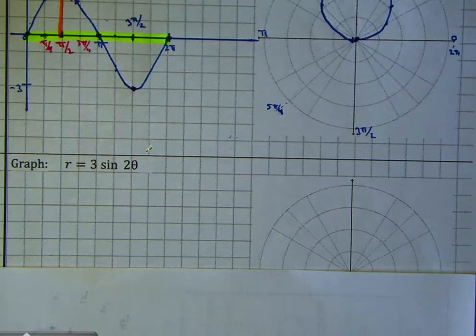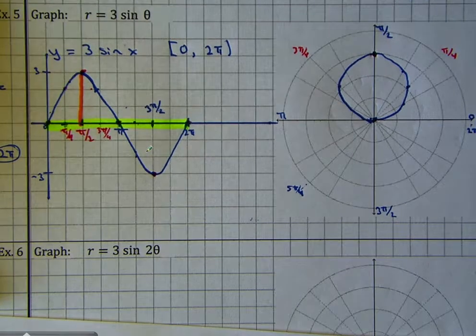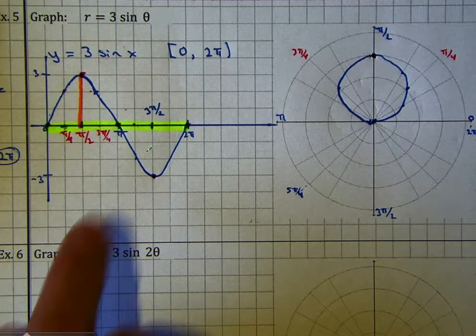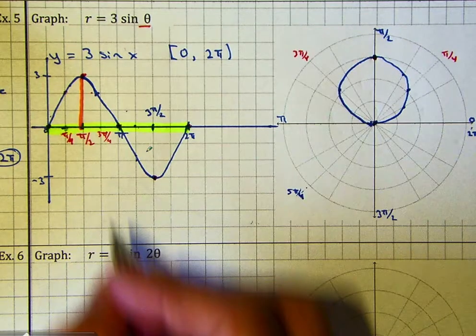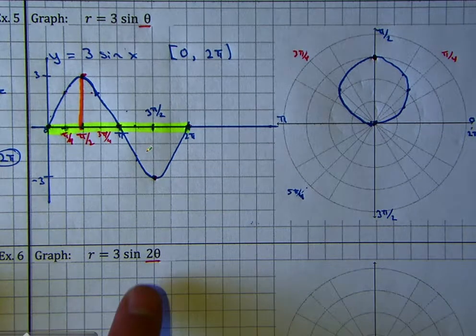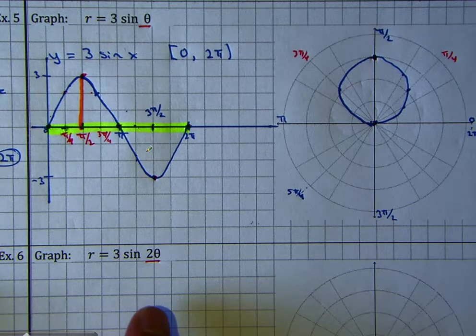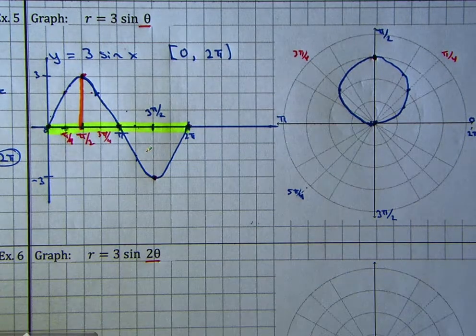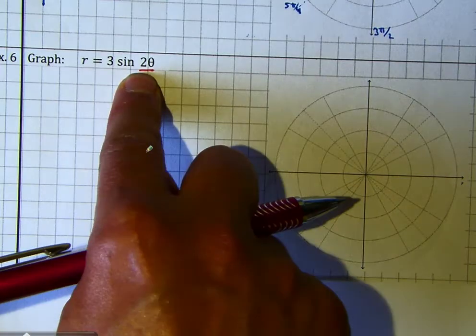Now, let's try example number 6. Take the time to copy it down, you can draw your graph or paste it. So what is the difference between 5 and 6? Yeah, so in this case it's theta and this is 2 theta. Do you guys remember what happens when there's a 2 here? What happens to the graph? Is it a vertical stretch, vertical shrink, horizontal stretch, or horizontal shrink? Which one is it? So in this case, yes, it's going to be a horizontal shrink.